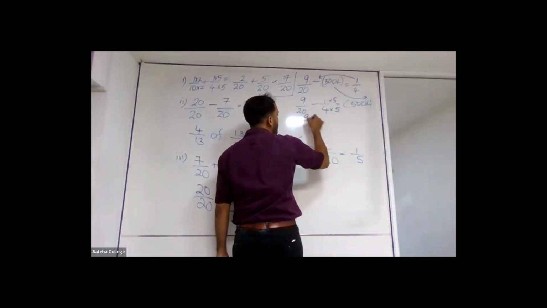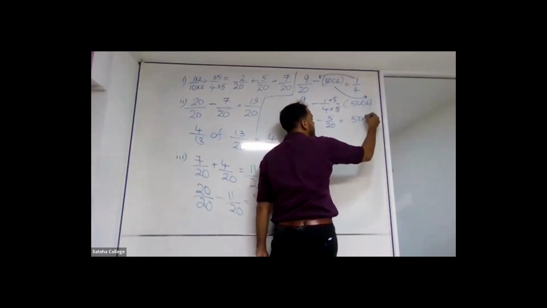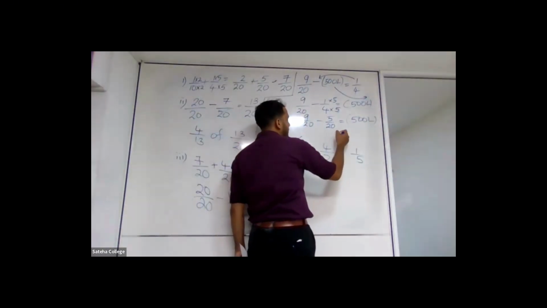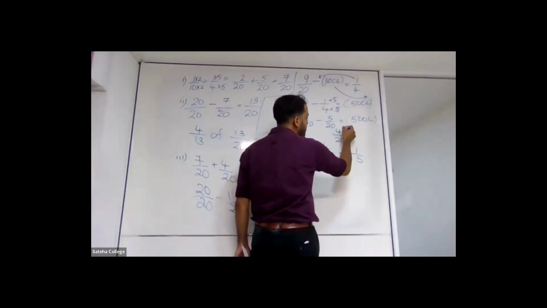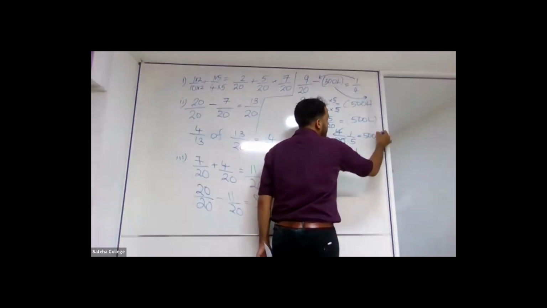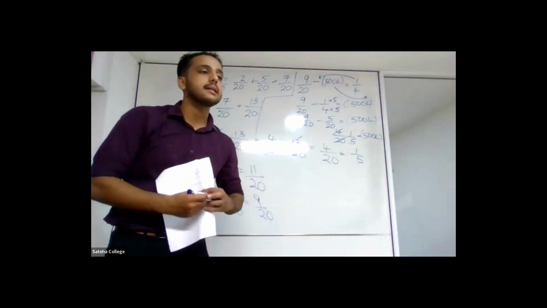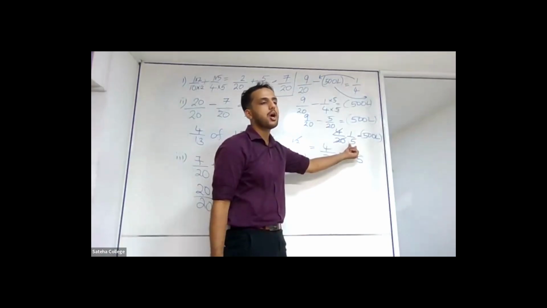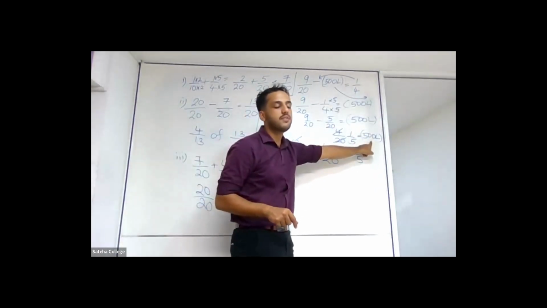Now what we have is 9 over 20 minus 5 over 20. That is equal to the fraction that will represent 500 liters. Now 9 minus 5 is 4 over 20. If you simplify this further, you will get 1 over 5. So 1 over 5 is the fraction representing 500 liters. That means if you divide the tank into 5 parts, 1 part is equal to 500 liters.